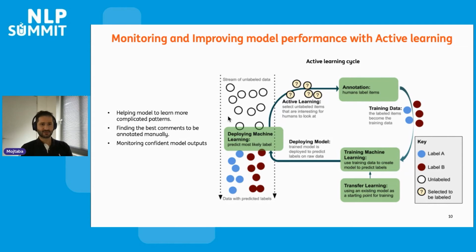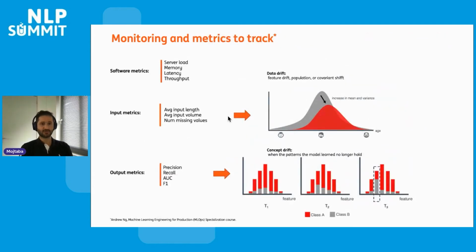This is not the end of the story. We can still continue monitoring the model in production from several aspects. One is software metrics. Suppose you have a Flask API or any other API in production, you can see server load, memory, latency, and throughput. These are the software metrics. But let's put that aside. We're going to focus on data science aspects.